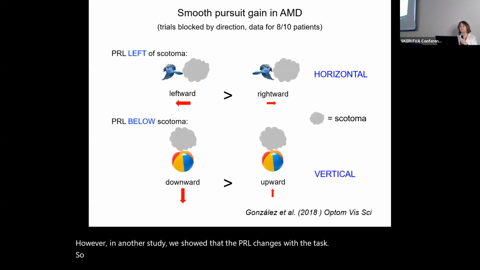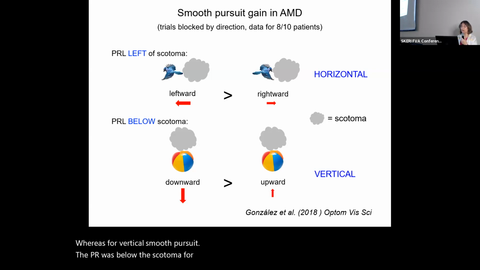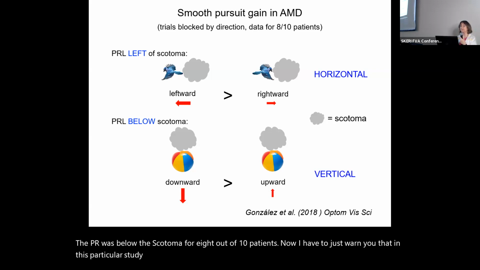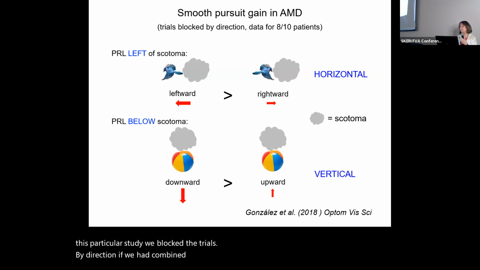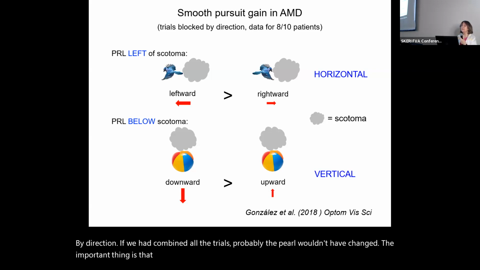So in smooth pursuit, we found that for horizontal smooth pursuit, 8 out of 10 patients showed a PRL to the left of the scotoma, whereas for vertical smooth pursuit, the PRL was below the scotoma for 8 out of 10 patients. I have to warn you that in this particular study, we blocked the trials by direction. If we had combined all the trials, probably the PRL wouldn't have changed. The important thing is that for the same people, the PRL changed depending on the task. It looks like they're simply using whatever is more convenient.